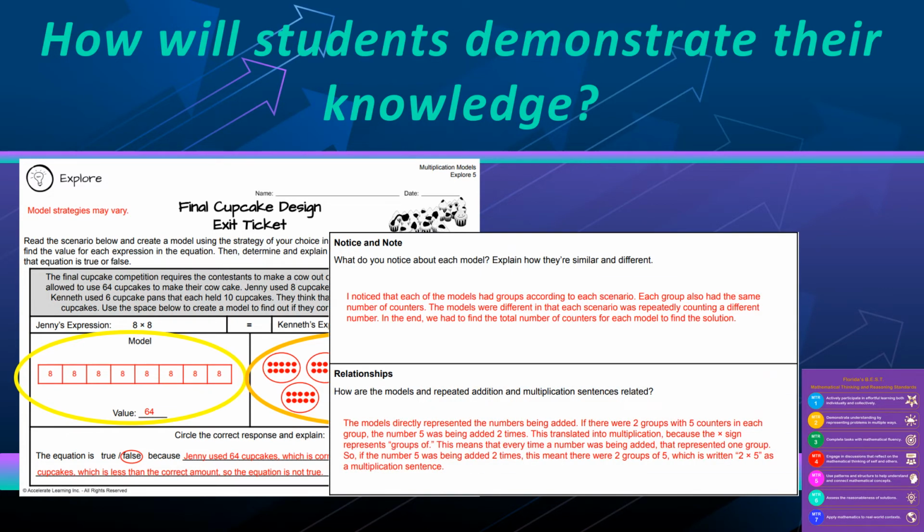Next, we have notice and note. Here we're comparing and contrasting different models. Students can describe how models are similar and or different. Then the second portion, relationships. Students are taking connections of two models and seeing how they are related. In this case, they are looking at repeated addition and their multiplication sentences.